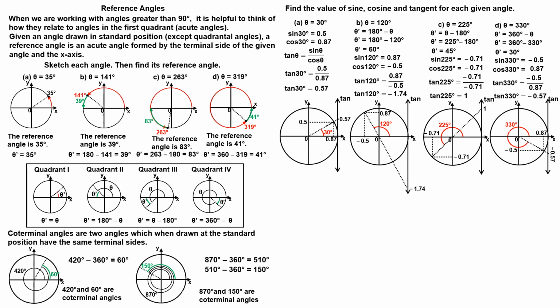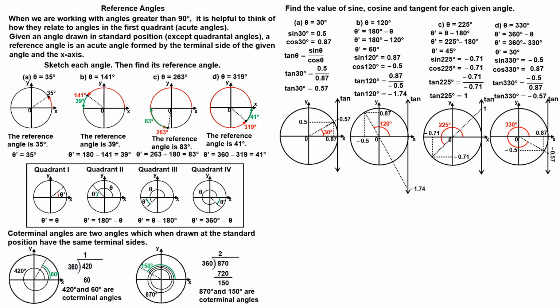There is a more efficient way to find coterminal angles. Divide the angle by 360 degrees, and the remainder will be the coterminal angle we are looking for. Pay attention. Let's see how it works.